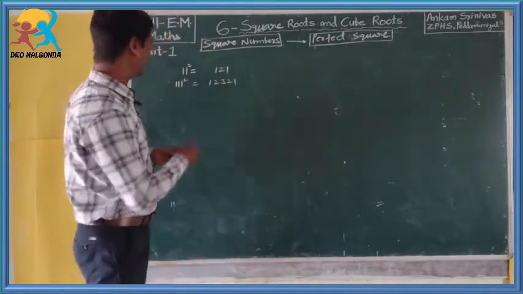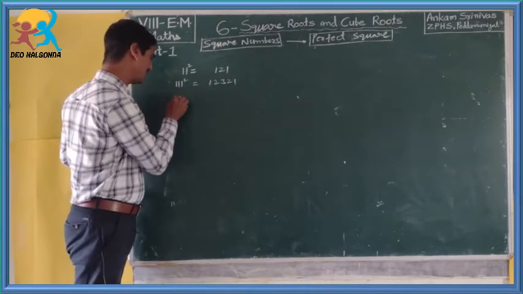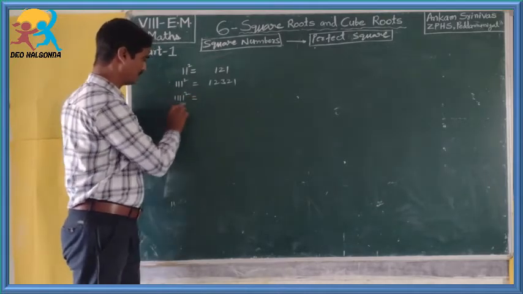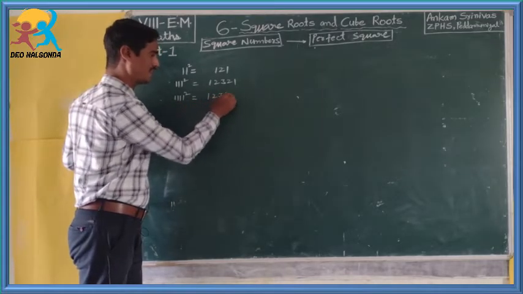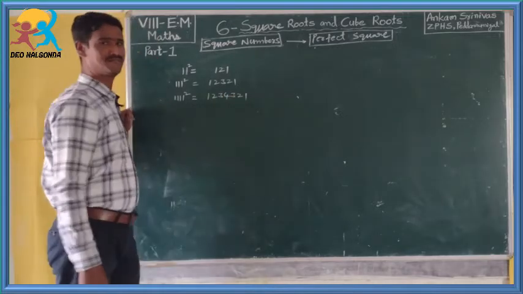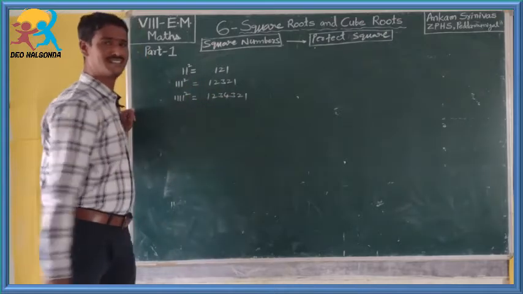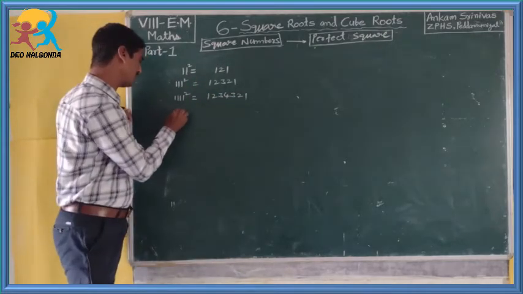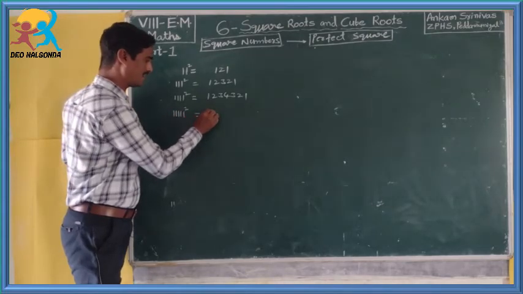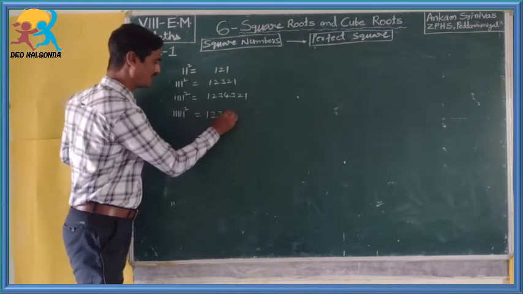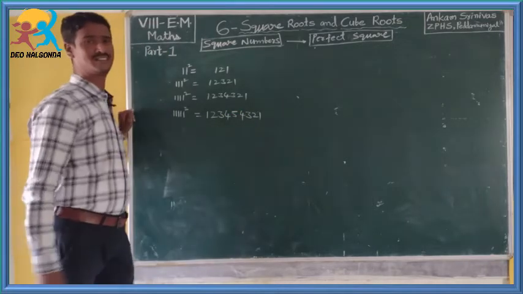So write the remaining here. 1111 square, 4 ones here. We will get 1, 2, 3, 4, 3, 2, 1, just reversed. And here with 5 ones, we will get 1, 2, 3, 4, 5, 4, 3, 2, 1.